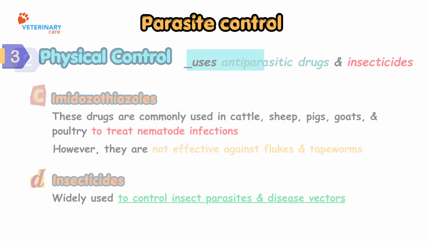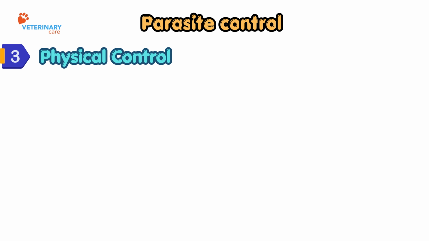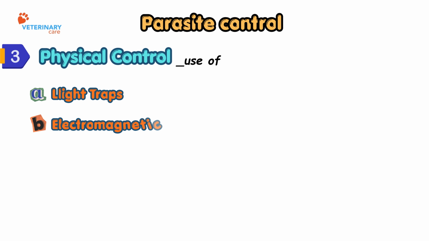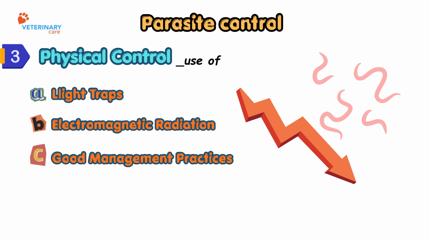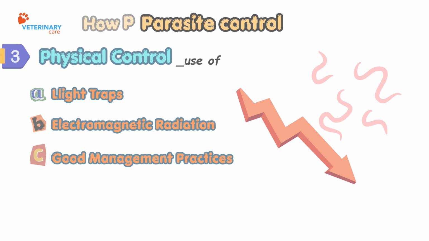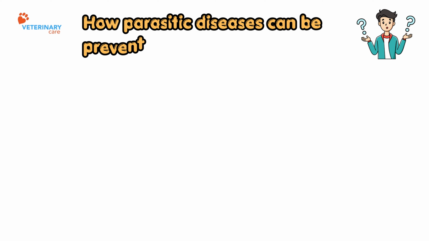Now let us discuss physical control methods. Physical control includes the use of light traps, electromagnetic radiation, and good management practices to reduce parasite populations. Now let us understand how parasitic diseases can be prevented.